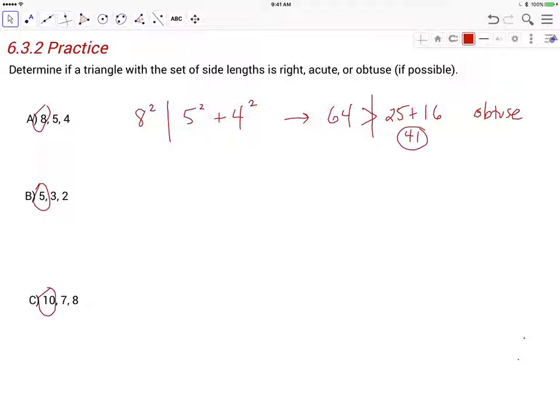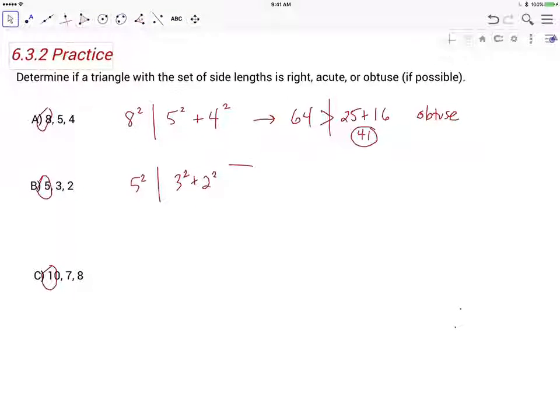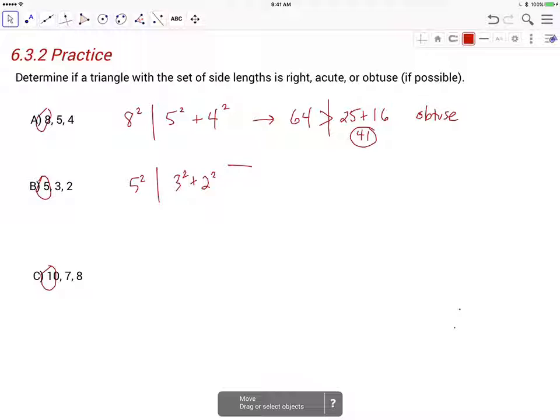On this one, we look at 5 squared, and we look at 3 squared plus 2 squared. Oops, didn't mean to do that. Move everything back. And I look at 5 squared, so we end up with 25 on one side, and we end up with 9 plus 4. Now, this becomes 13, and you might be tempted to say that it's obtuse.